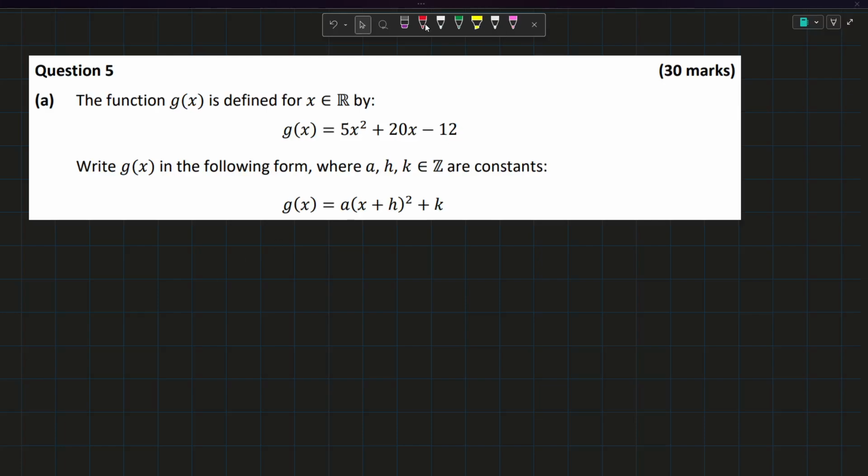So this is 2025 paper 1 question 5, and we're basically given a quadratic here, and we're told to complete the square on it. So I think the easiest way to do this, given the way that they phrase the question, is since we want g of x to be equal to both of these things, we can just let these two things equal to each other.